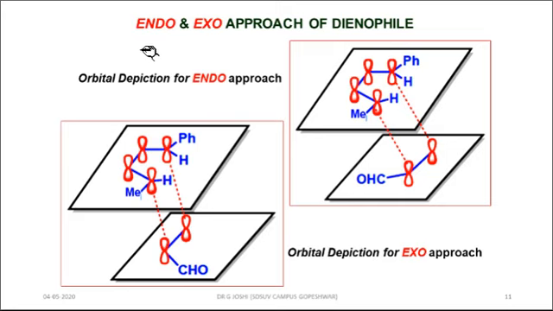The orbital depiction of endo and exo approach is shown here. In this example, we can see that this is example for exo approach, where the substituent on dienophile is going away from the diene. It results the exo approach, whereas in this example, the substituent on dienophile is below the plane of this diene. That's why it is known as endo approach.